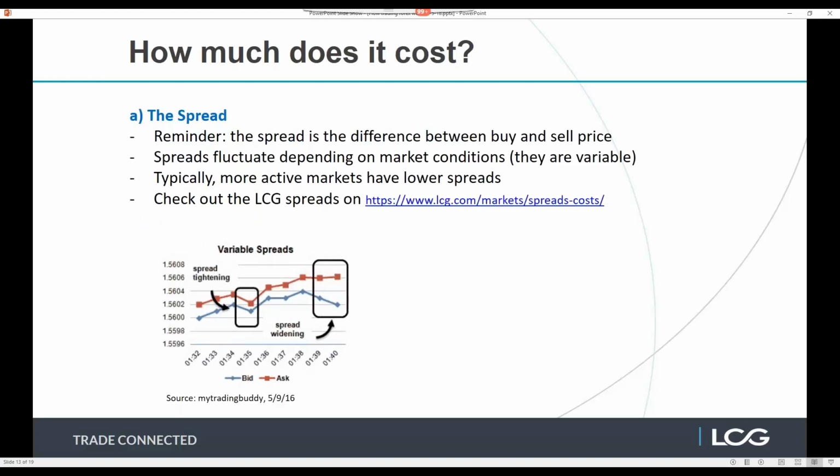So this is a little visual that you can see on the screen here. The spreads will vary according to how busy the market is, in effect.